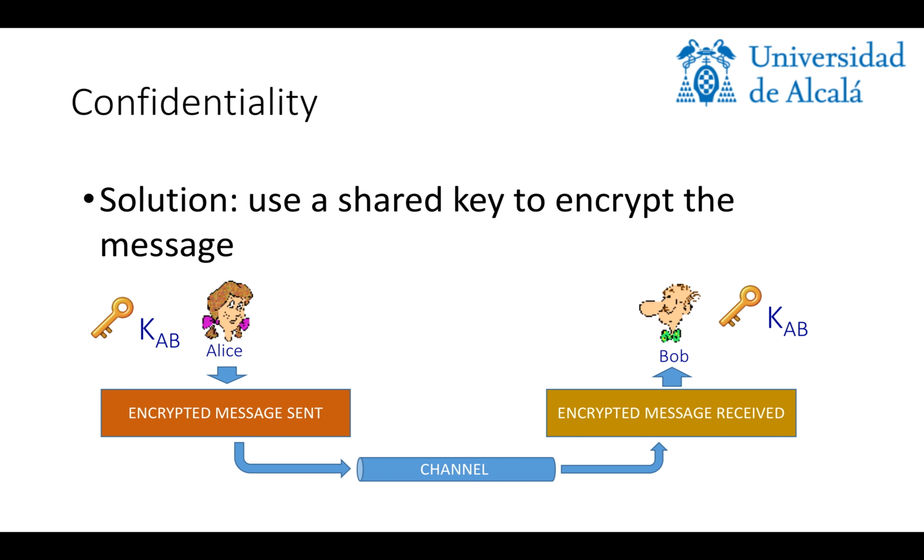So the usual solution is to use a shared key to encrypt the message. Alice would encrypt her message, send it through the channel, and then Bob would use the same key, which is shared by them both, to decrypt the message and get the original message by Alice. In this case, although Trudy can access the channel, since she doesn't have access to the key, she cannot extract the original message, so confidentiality is not broken here.